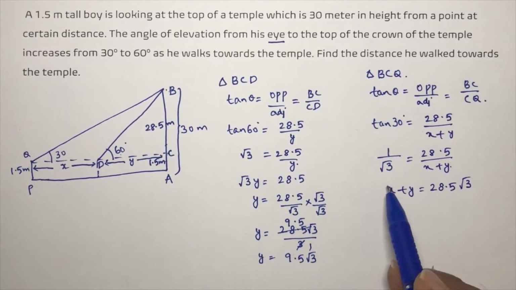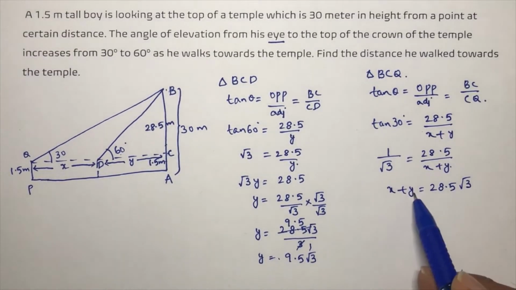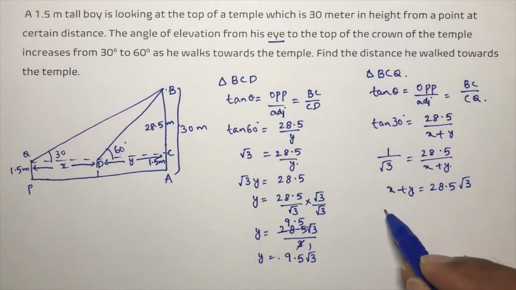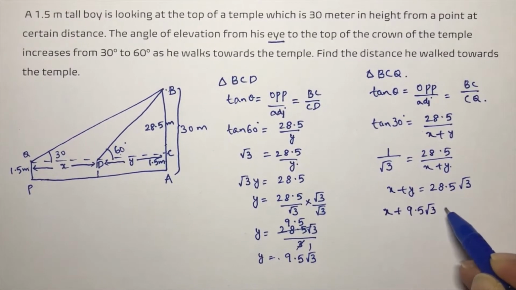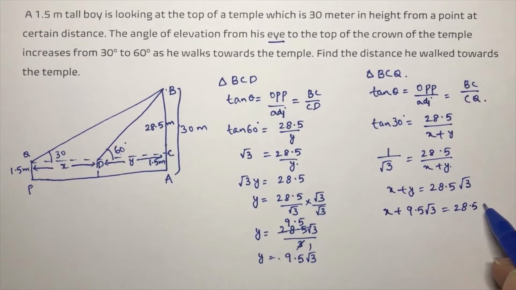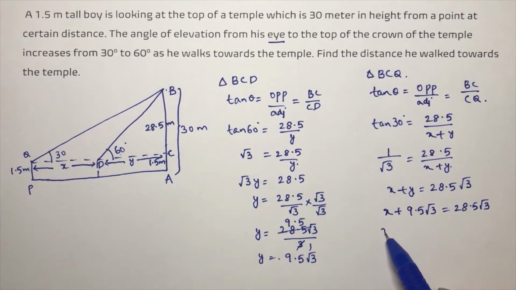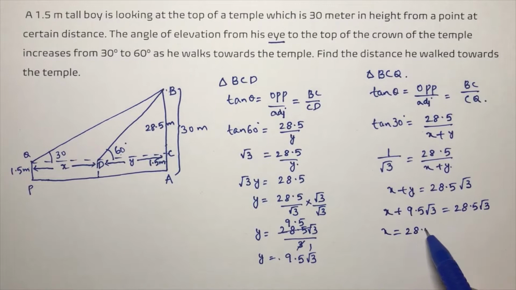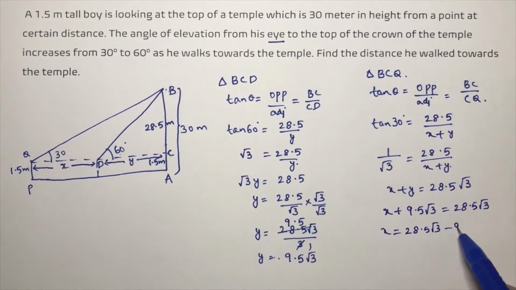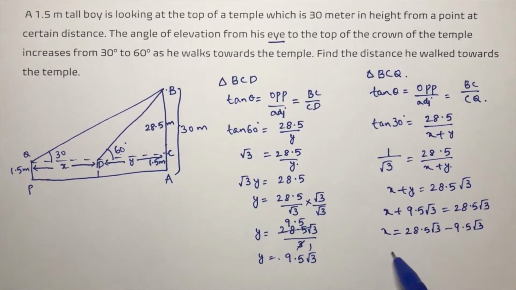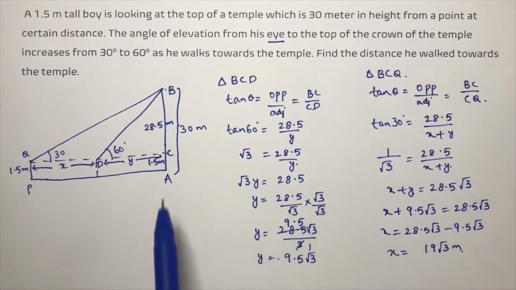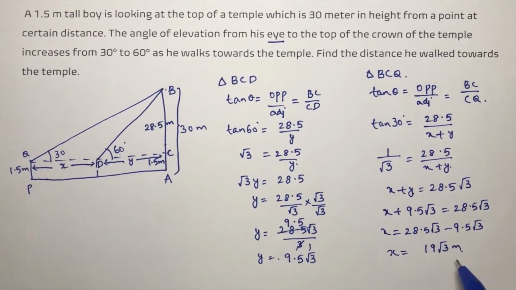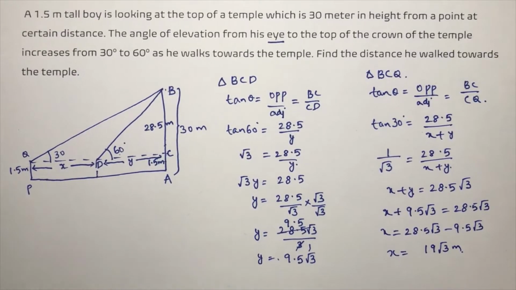See, as we need to find the value of x, substitute the value of y here, like y value is 9.5 root 3. So x plus 9.5 root 3 is 28.5 root 3. So x equals 28.5 root 3 minus 9.5 root 3. So x is 19 root 3 meters. So how much distance he walked towards the temple? That is nothing but 19 root 3 meters.